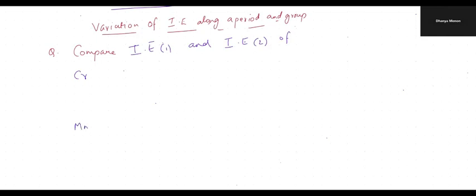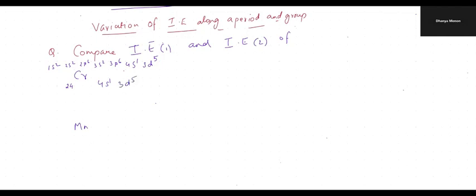So chromium is 24. If it is 24, then 1s2, 2s2, 2p6, 3s2, 3p6, 4s2, 3d4. But you must remember chromium has a half-filled stable configuration. So that is why there is a small change: 3d5 and 4s1. I will not write the whole thing, I'll just write 4s1, 3d5 for chromium.